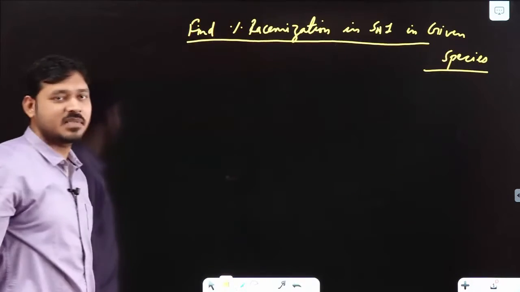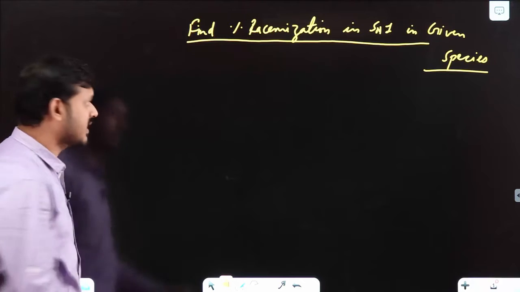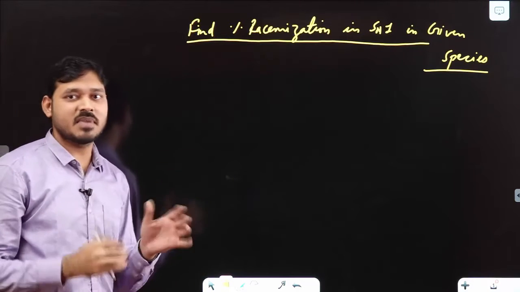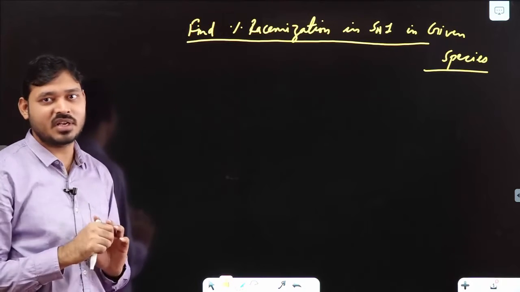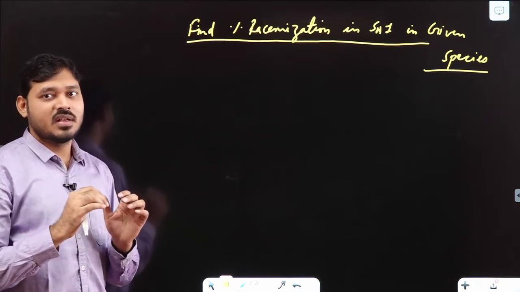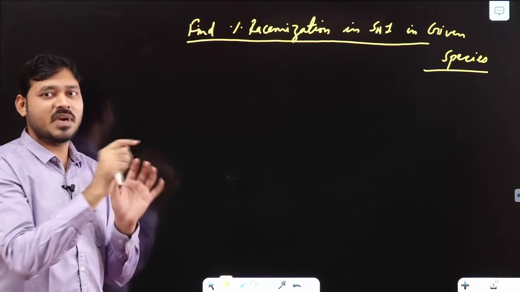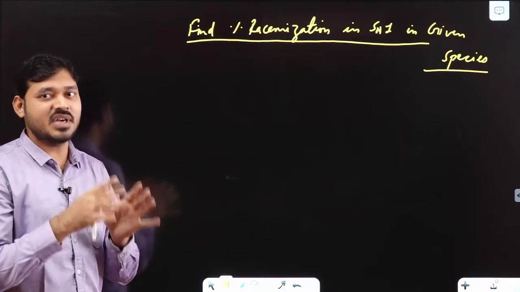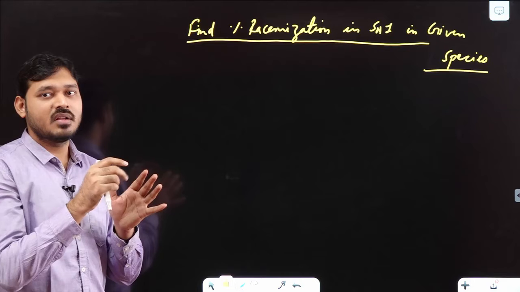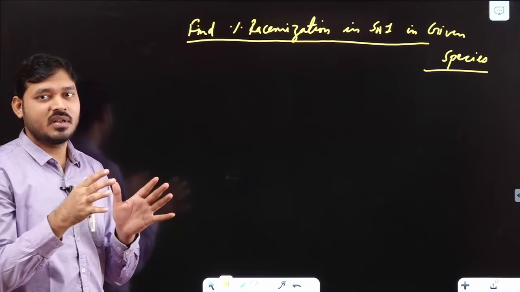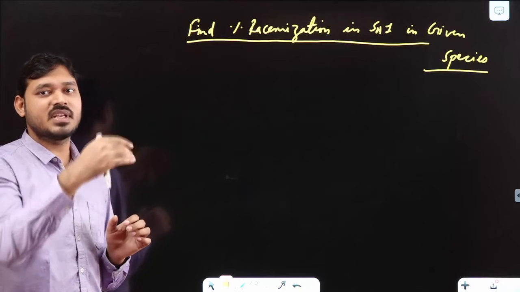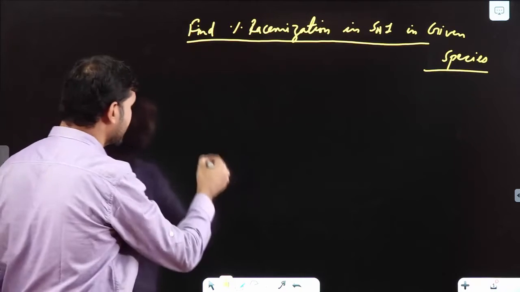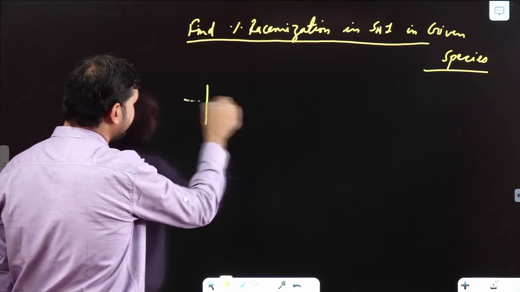Find percentage racemization in SN1 in given species. Now first of all, what is racemization? As you know, in SN1 you will be getting retention as well as inversion product, but as I told you earlier, generally racemization will occur but with some dissimilarity, such that the racemization will be almost, not 100%. It will be having retention plus inversion, but a little bit percentage of inversion is higher. So let us understand in the given case.